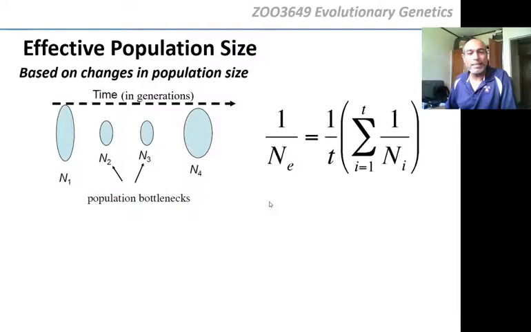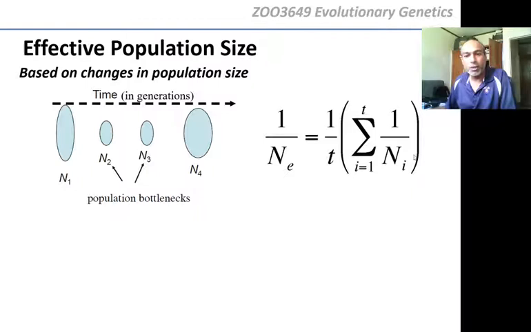So you go 1 over NE is equal to 1 over T, which is the number of times, in this case it'll be 4, okay? And multiplied by the sum of 1 over N for each time frame, okay? So it'll be the sum of 1 over N for each T. That means there's 4 T's here, okay?